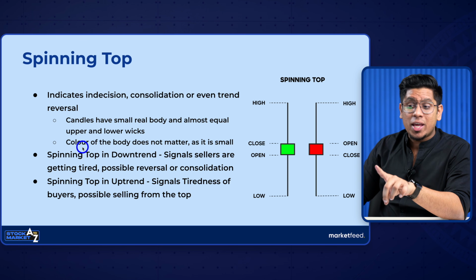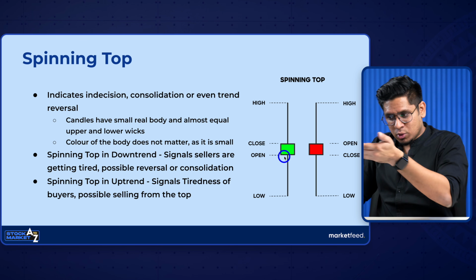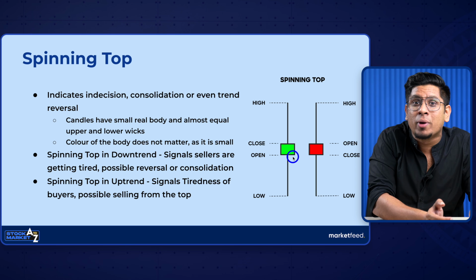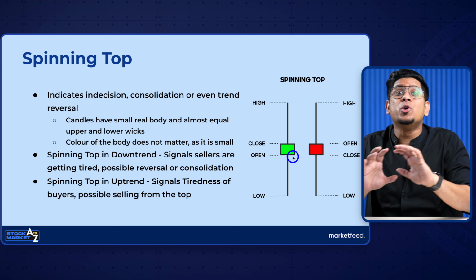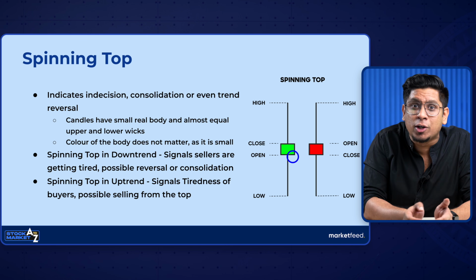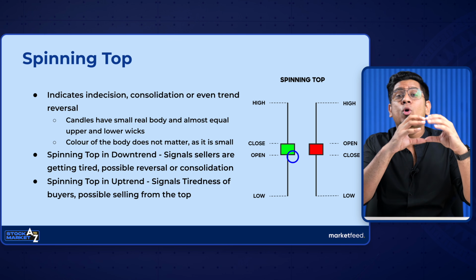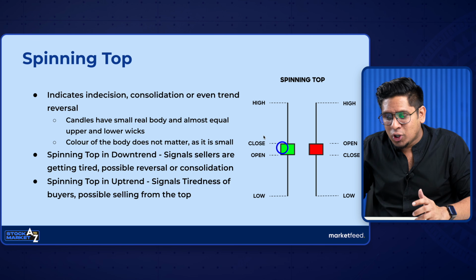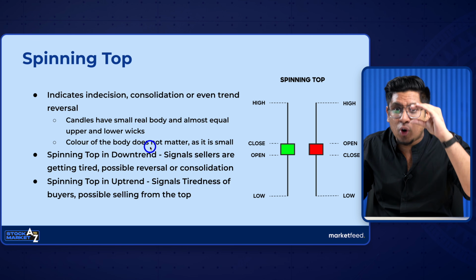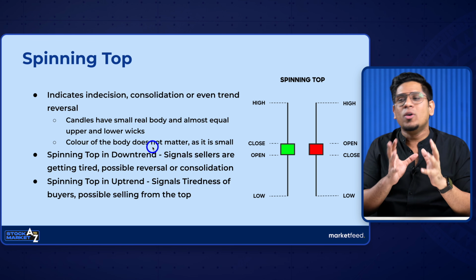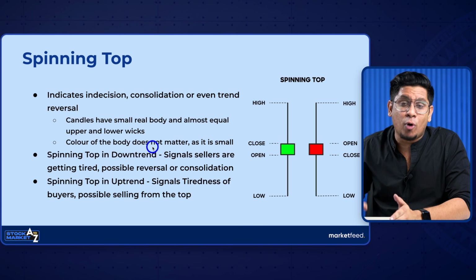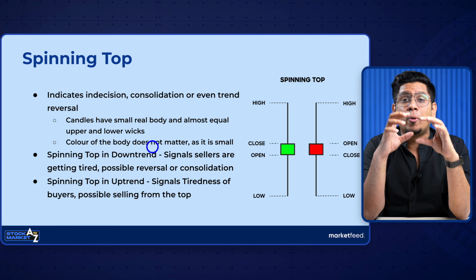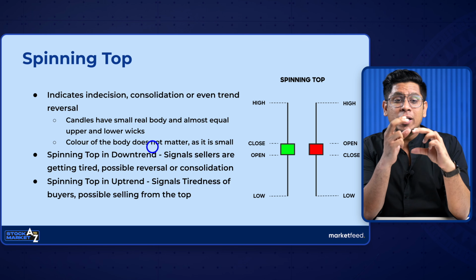Right. Now, this is a very important point. Looking at a green spinning top, you need not say that it is a bullish spinning top. Looking at a red spinning top, you need not say that it is a bearish spinning top. Why? Because the real body is so small. There isn't clear buying and there isn't clear selling. So, because the body is so small, the color does not really matter, which is a very important point as you can see here.